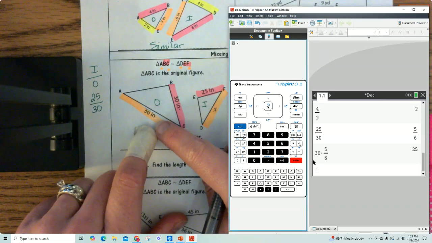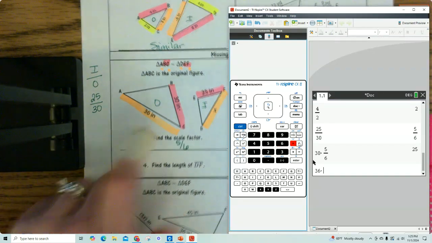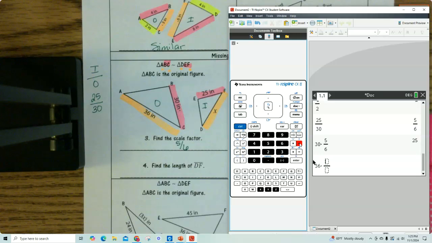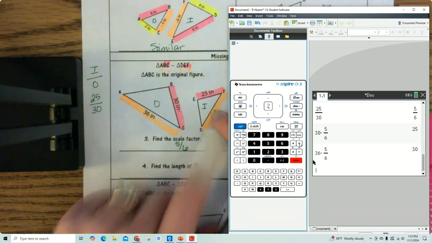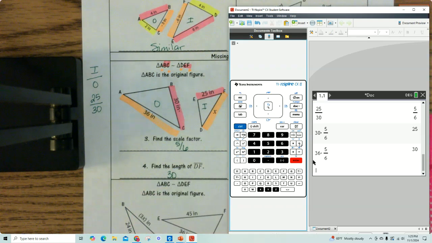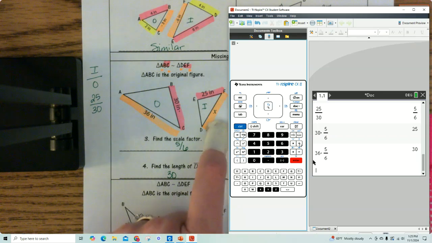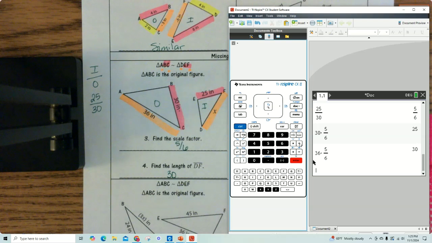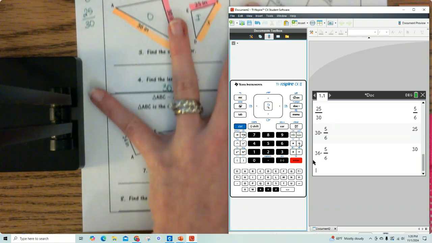So I can do the same thing for the orange side. I can take 36 and multiply it by the scale factor, and then I get that missing side length. Some are pretty easy. You can set them up, go pretty easy that way. That's if you're missing a side on the image. We're going to have one where it's reversed. It's the next one, I think.